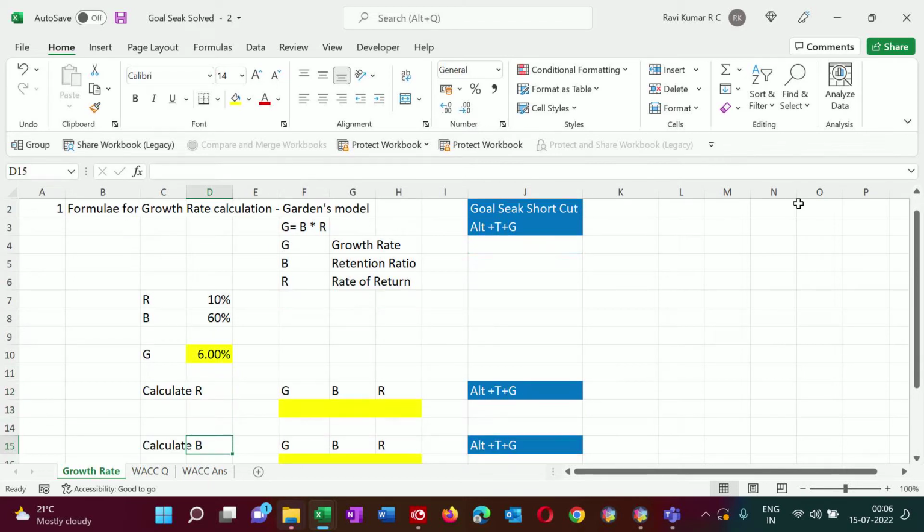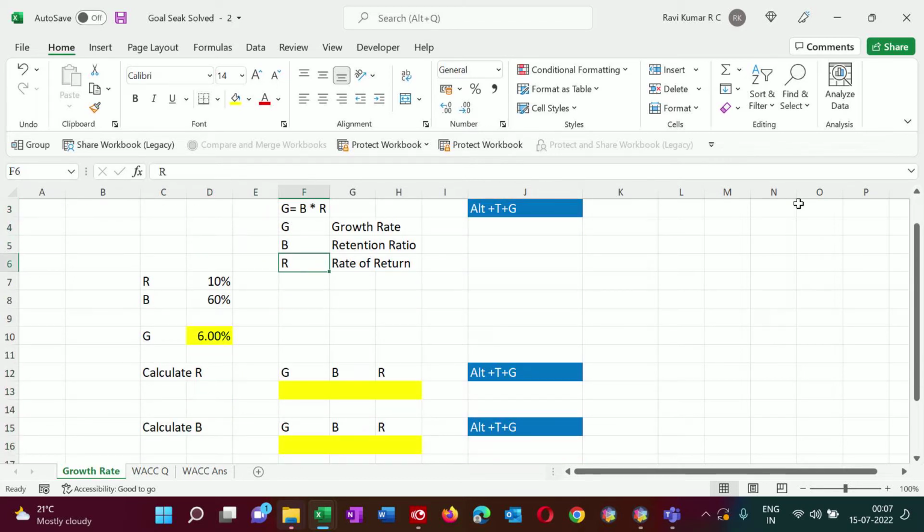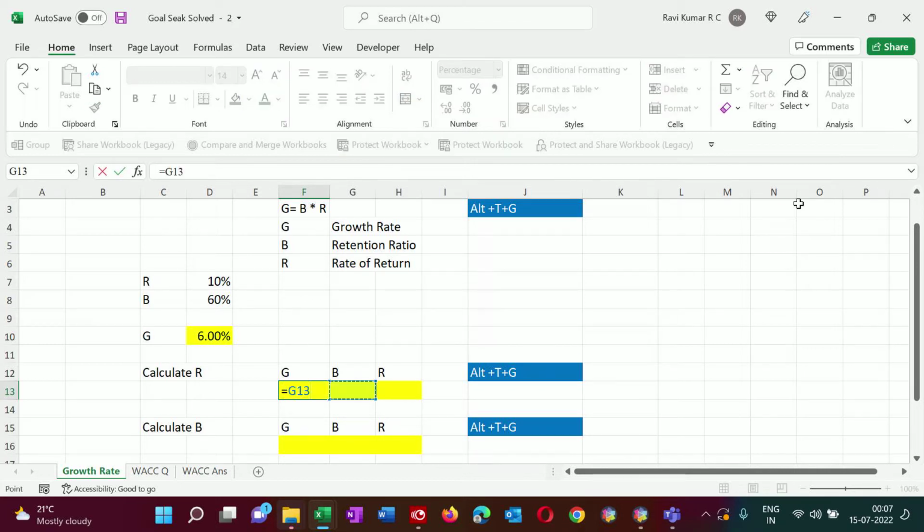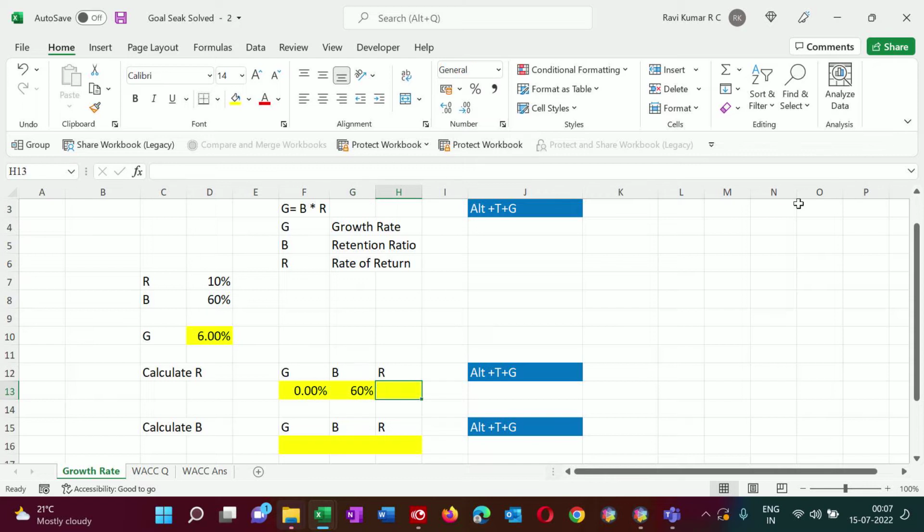Now suppose they ask us to calculate R, that is rate of return, and the remaining two they have given. Now we'll take it. So we will apply the same formula first, G equals B multiplied by R. And we know B, so we'll put B here, that is 60%. And we don't know what R is, right? But we know what G is, so I am going to calculate R using the goal seek.